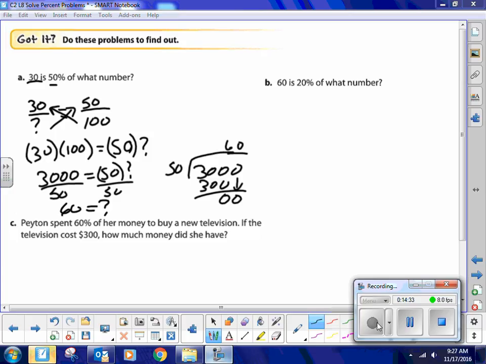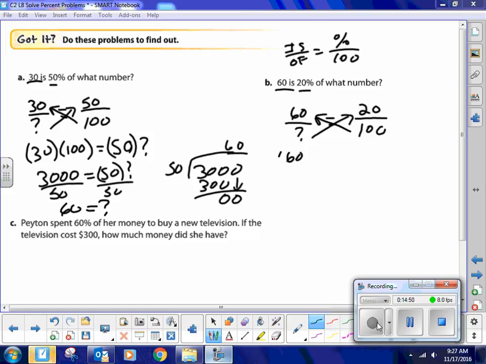All right. Again, is over of. Remember, this is the equation. Is over of is equal to percent over 100. Set up your problem. We know 100. Okay. 60 is. So now we know the is. Okay. 20%. That goes here. We don't know this. Cross multiply. Okay. You've got 60 times 100 is equal to that. Okay? So then we've got 6,000 is equal to 20 times question mark. All right? Got to divide by 20 on each side.